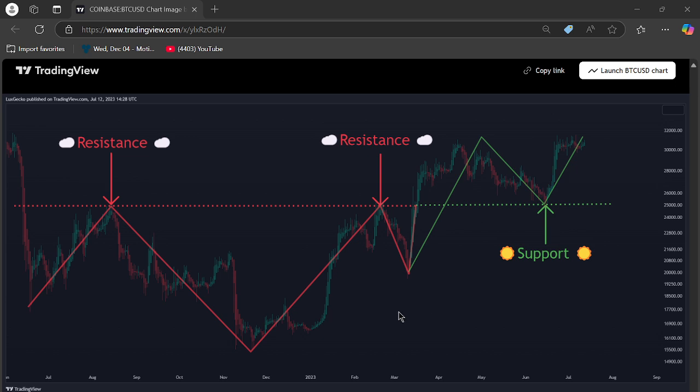Okay, the second approach is the body technique. So instead of using the wicks, it's a horizontal line that touches only the body of the candles, as you could see here. One here, one here, one here, and also this doji right here. And then you just draw a horizontal line right across.